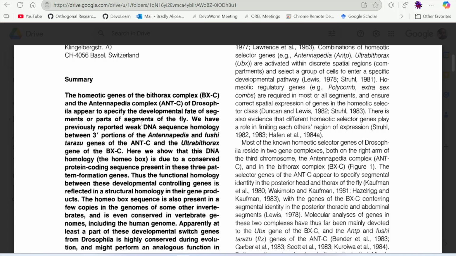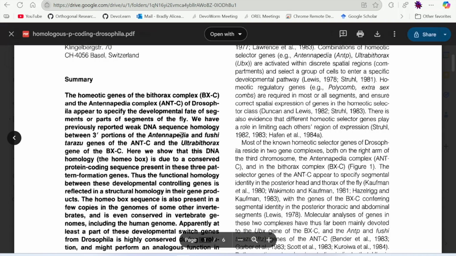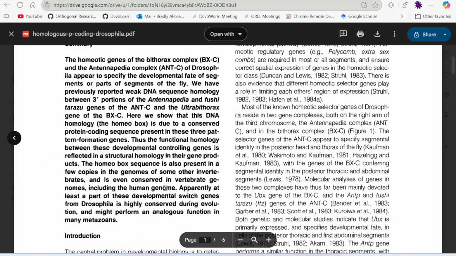We have previously reported weak DNA sequence homology between 3' portions of the Antennapedia and Fushi-Tarazu genes of the ANT-C and the Ultrabithorax gene of the BX-C. So Antennapedia and Fushi-Tarazu are involved in the Antennapedia complex, and Ultrabithorax is involved in the Bithorax complex. Here we show that this DNA homology, or the homeobox, is due to a conserved protein-coding sequence present in these three pattern formation genes.